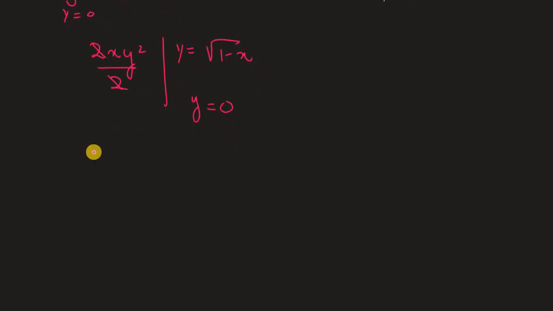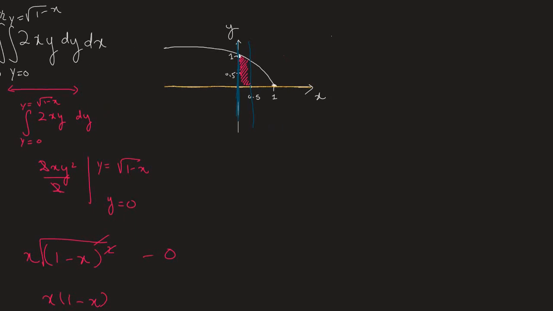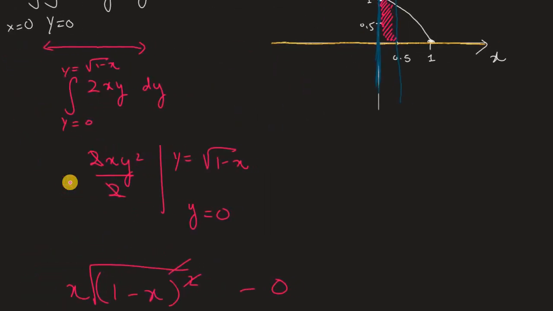Then we plug in these values for y. So we have 1 minus x squared. Here we already have a square root, so the square root and the square cancel out each other. Then we put minus, and here the y value is 0, so this whole expression is 0. So we're left with x times 1 minus x, and you just ignore the zero part, then multiply it out, so that's x minus x squared. This is the answer to the dy part. Now let's do the dx part.